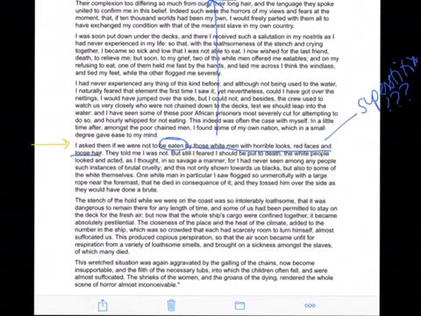"But still I feared I should be put to death. The white people looked and acted, as I thought, in so savage a manner, for I had never seen among any people such instances of brutal cruelty." Now this is really interesting. I'm going to go ahead and put a star with an exclamation point next to that because I think that'll be able to help me answer one of my guided questions.